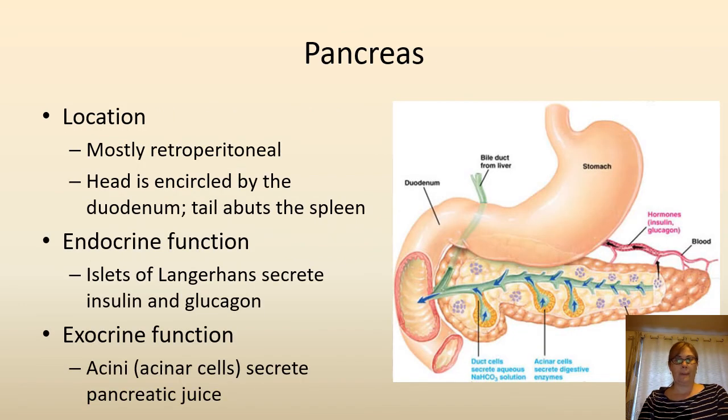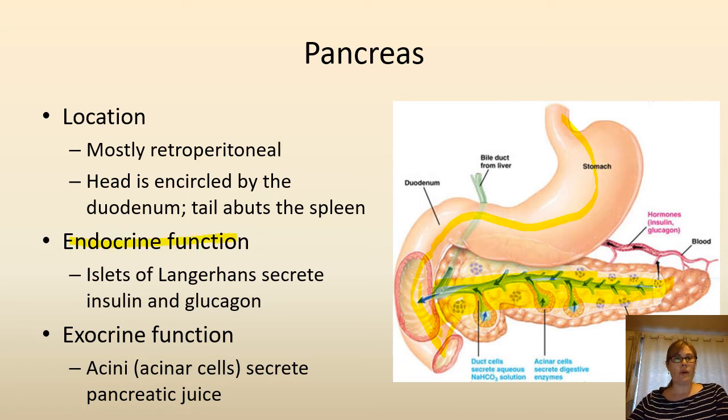All right. Okay, so then we have the pancreas. Pancreas is mostly retroperitoneal, so we have our stomach here. Our beginning part of our duodenum and our pancreas are mostly retroperitoneal, right? So they sit behind the peritoneal membrane. It has two sections, the head and the tail. Those are really just landmarking terms. And then we have a couple of different functions.